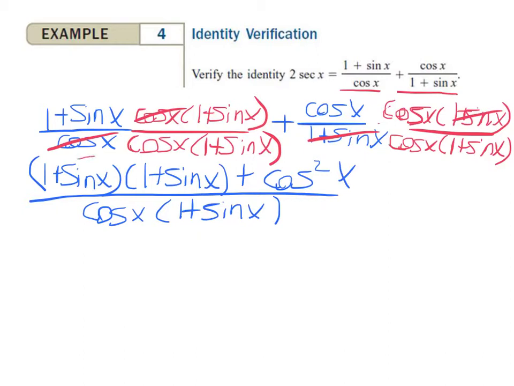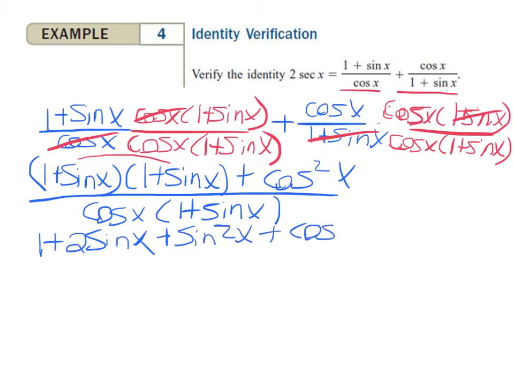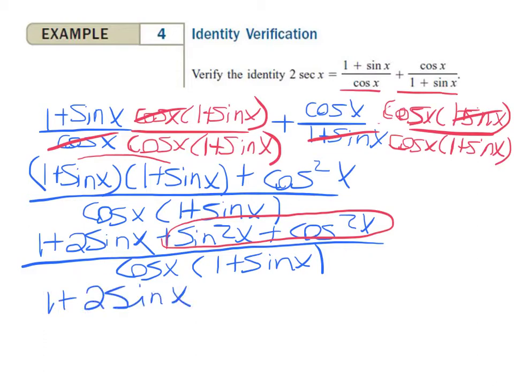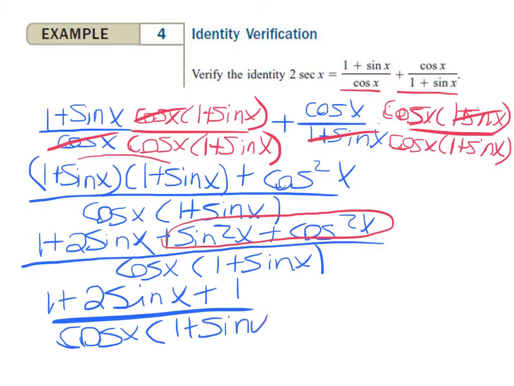So what I want to do is go ahead and FOIL this. So foiling that, I get 1 plus 2 sine x plus the sine squared x plus cosine squared x all over cosine x times 1 plus sine x. Okay, notice something. We've got sine squared x and cosine squared x. Sine squared x plus cosine squared x is equal to 1, so I've got 1 plus 2 sine x plus 1 all over the cosine of x times 1 plus sine x.